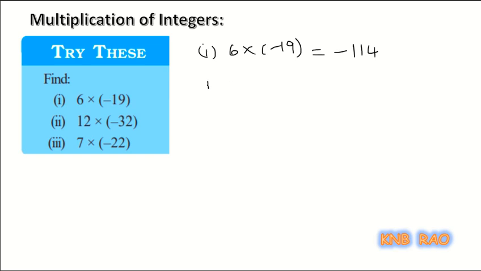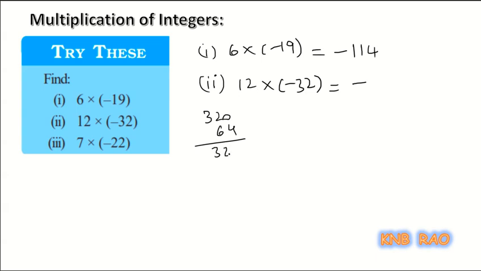Next, multiplying 12 by minus 32. Definitely one of these multiplicands is negative, so the product is negative. And 32 twelves, you know how to multiply. So 32 tens is 320 plus 32 twos is 64. So 384. So negative 384 will be the answer.